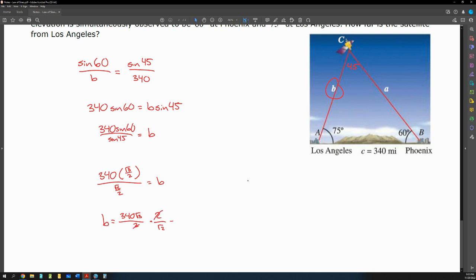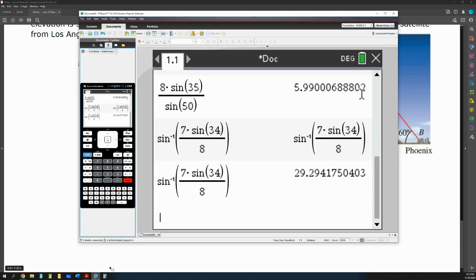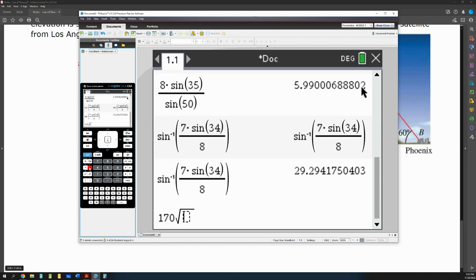Our 2's cancel, and we're just left with 340 root 3 over root 2. Rationalizing, we multiply by root 2 over root 2. We get 340 root 6 all over 2, which reduces to 170 root 6. And this is in miles. So this is the exact answer. If we were to plug this into our calculator to get a decimal approximation, we have 170 times the square root of 6.